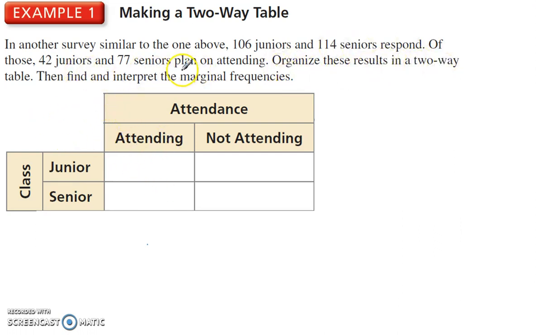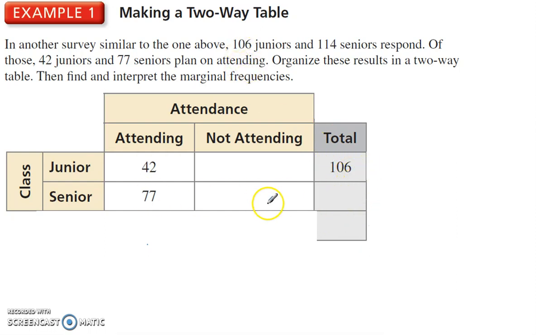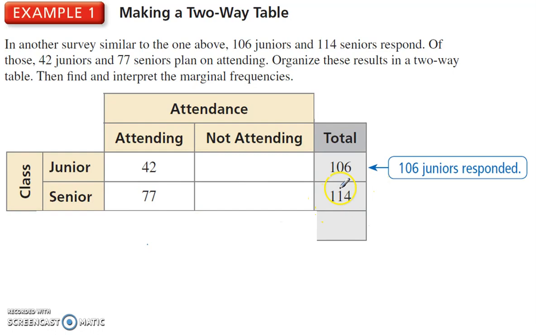They plan on attending, so that means they're going to go in this category right here. We're going to fill that in. Juniors, we have 42. Seniors, we have 77. And then we know that we have a total of 106, so I'm going to put my totals over here. My total is 106, and the total for my seniors is 114, which means 114 seniors responded to this survey. I can add these up and find that I have surveyed a total of 220 students.